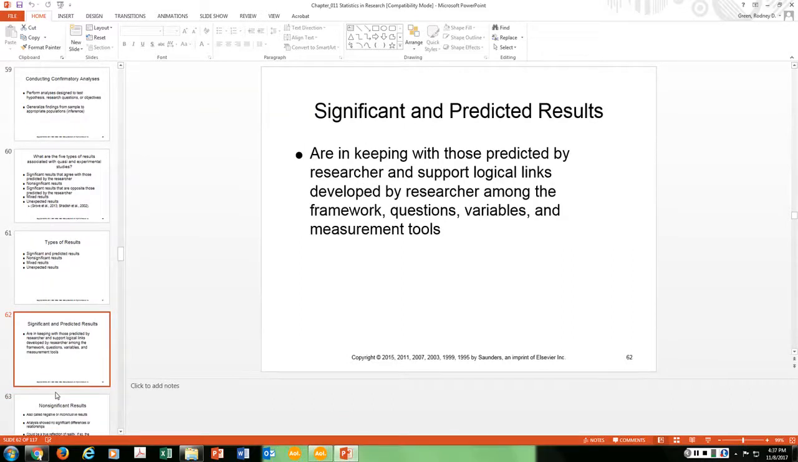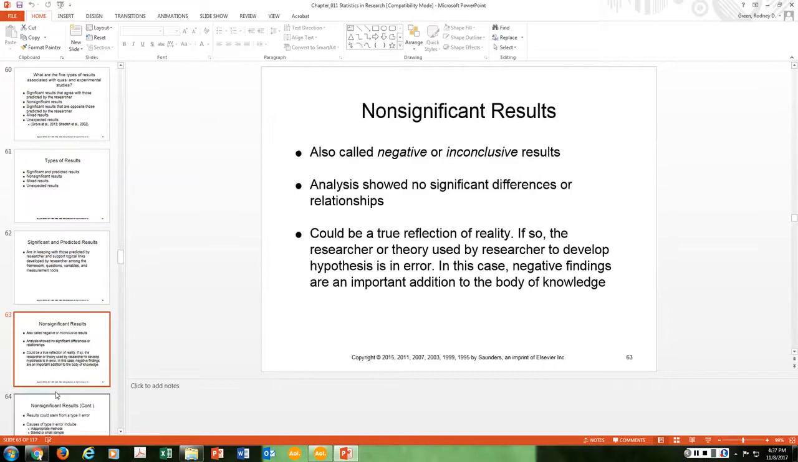Significant and predicted results are in keeping with those predicted by the researcher, and they support logical links developed by the researcher. Non-significant results, also called negative or inconclusive results: the analysis showed no significant difference in the relationships.